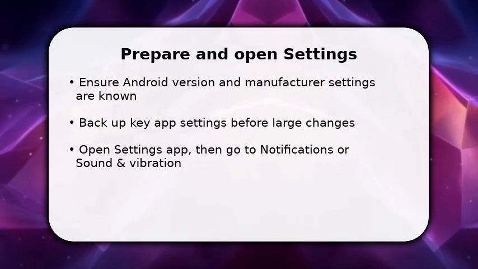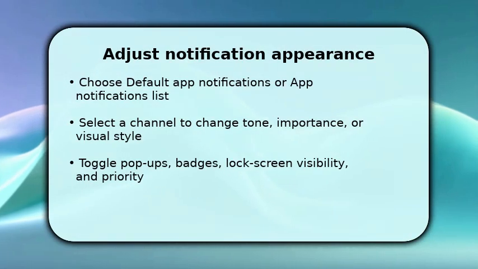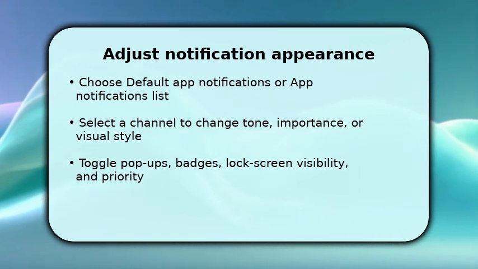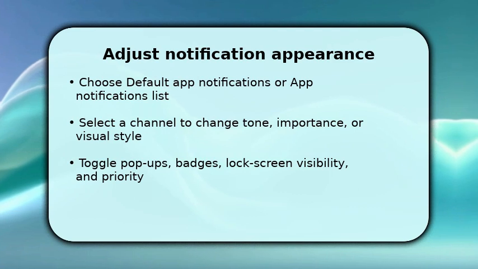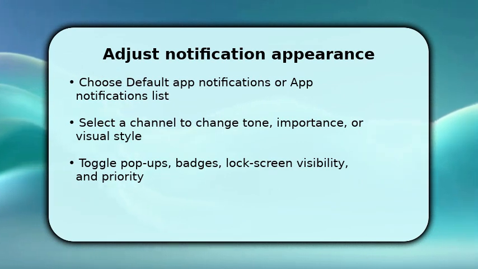You now pick either default notifications or dive into app notifications to target specific apps. Once in an app, select a channel. Channels control tone, importance, and visual style, so change them intentionally. Make sure to adjust importance to show as pop-up or silent, toggle badges and lock screen visibility based on privacy.